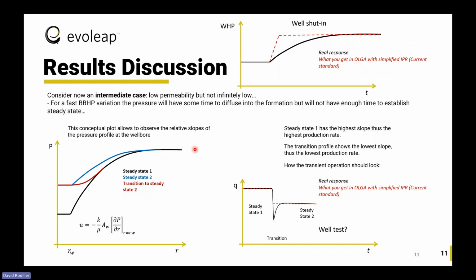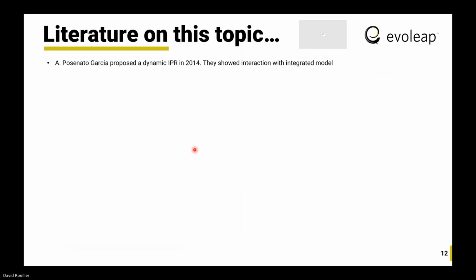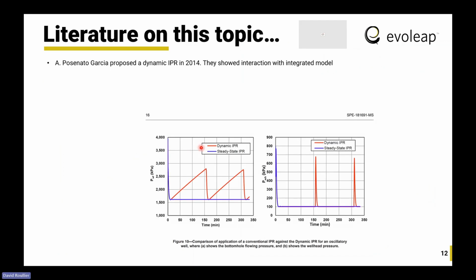Okay, so that's going to be the next part of it. Just credits to a paper, and actually a researcher that made a few papers about this. This is Pulcinato Garcia. He proposed in 2014 a dynamic IPR. It's actually an analytical solution to have an IPR that accounts for the transient changes in your reservoir.